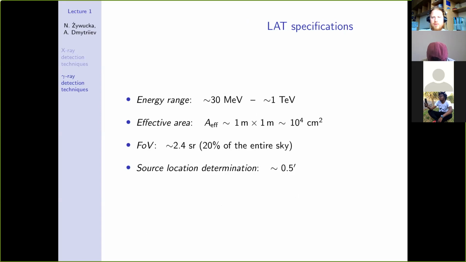So you will see, this will tell you what physical processes are operating. And so, very briefly about the LAT specifications. It's operating in the range 30 MeV to 1 TeV.